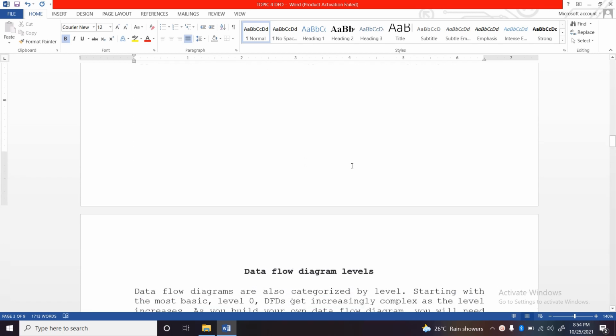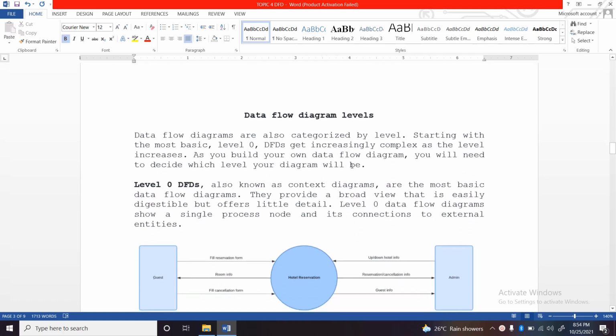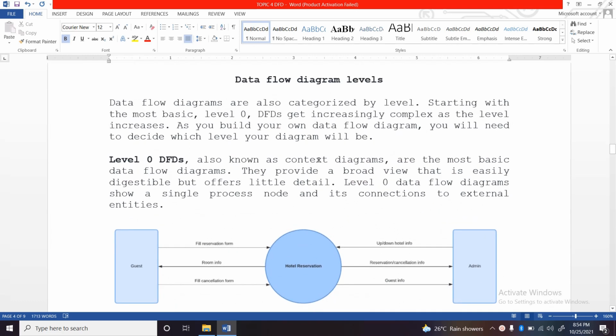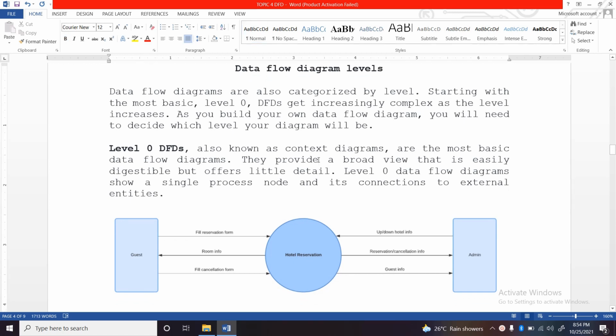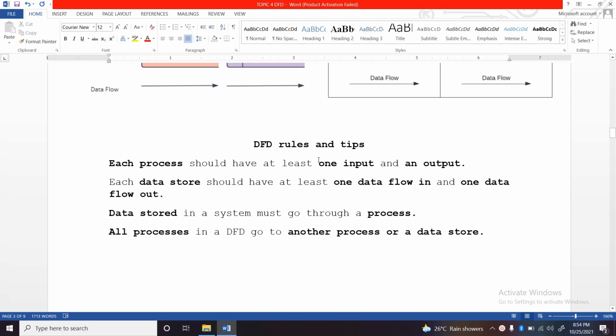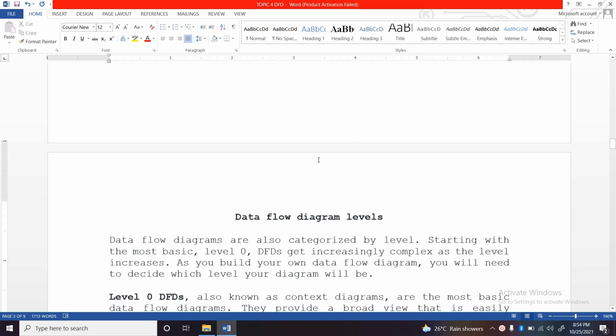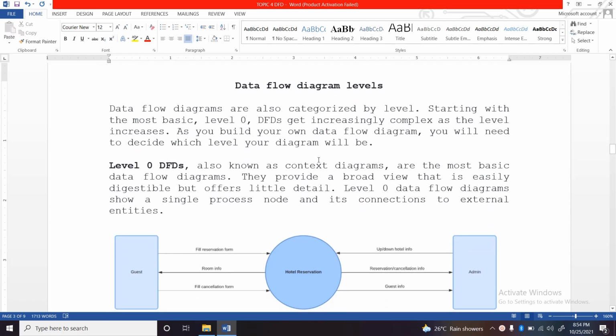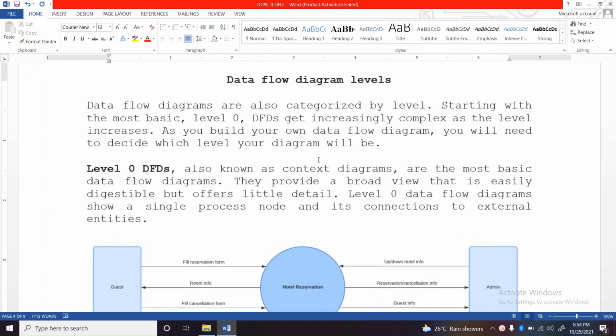So to understand this better, we have here the data flow diagram levels that also apply the different tips or different rules set here on our copy. The different data flow diagram levels include level 0, level 1, and level 2. We also have level 3, but it is not widely used because it may make your data flow diagram more complicated and unclear.